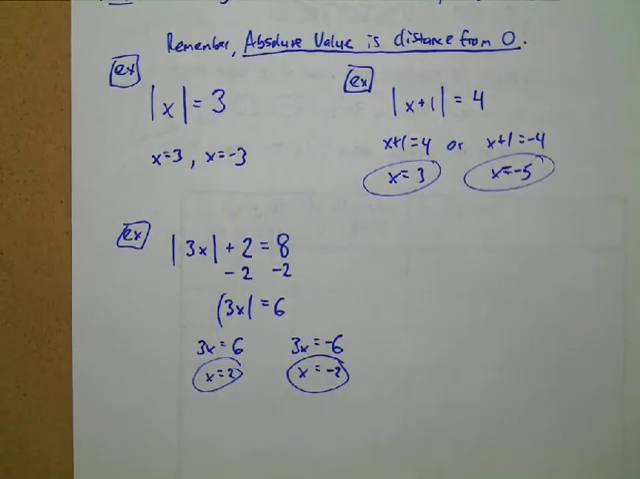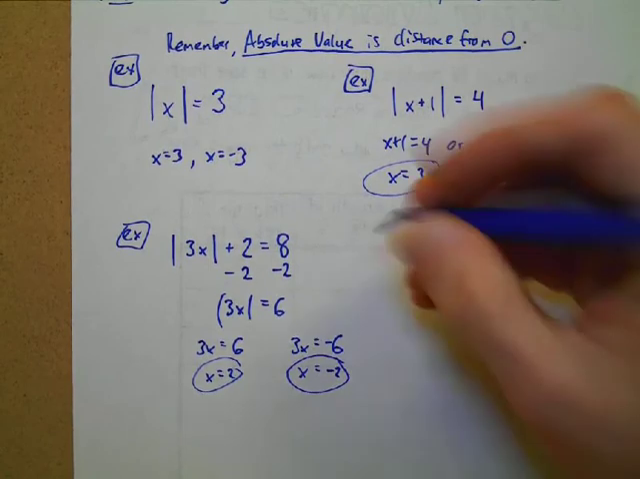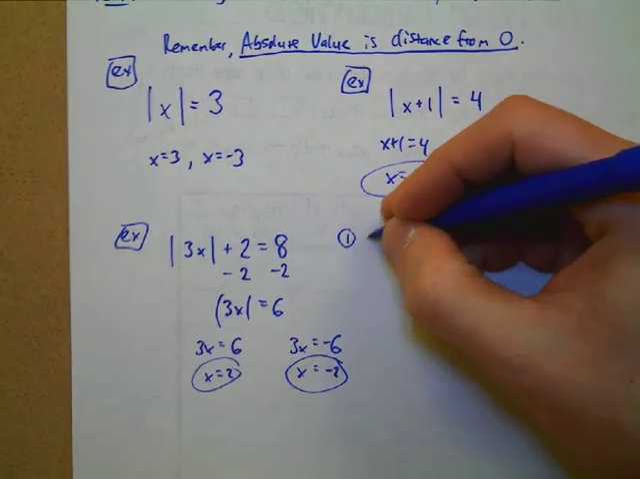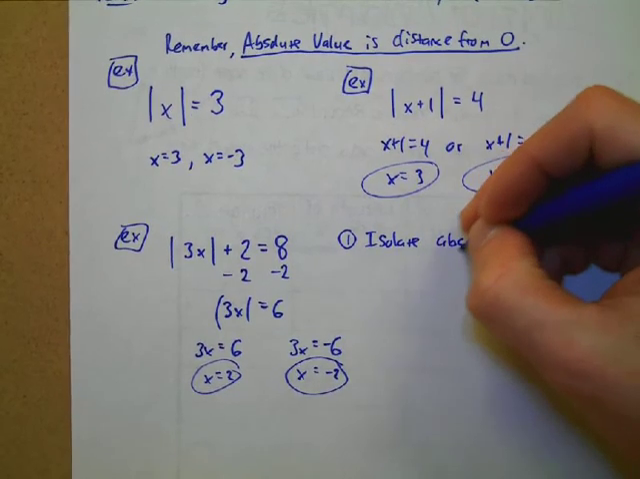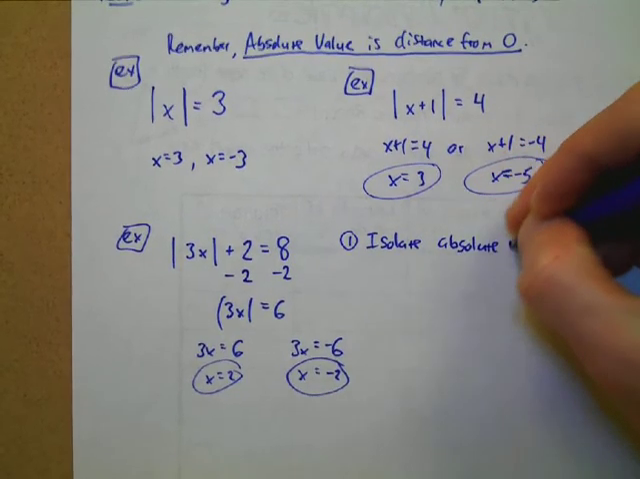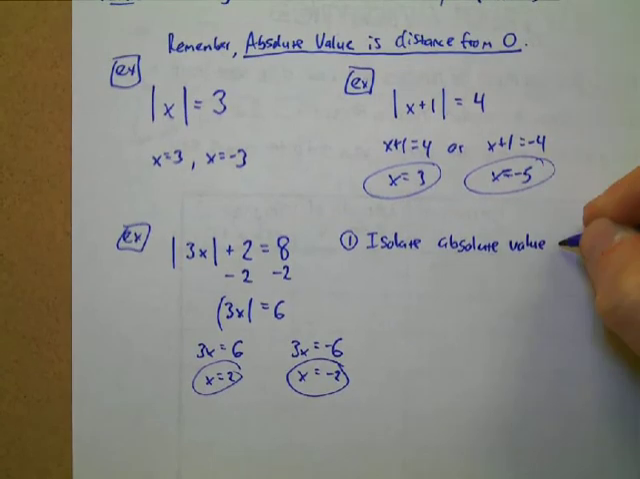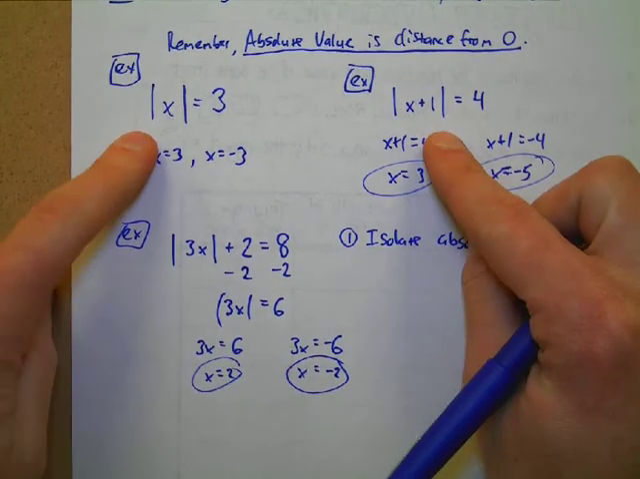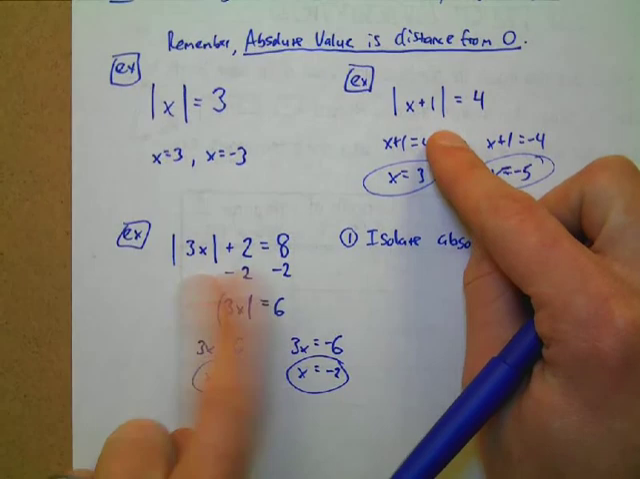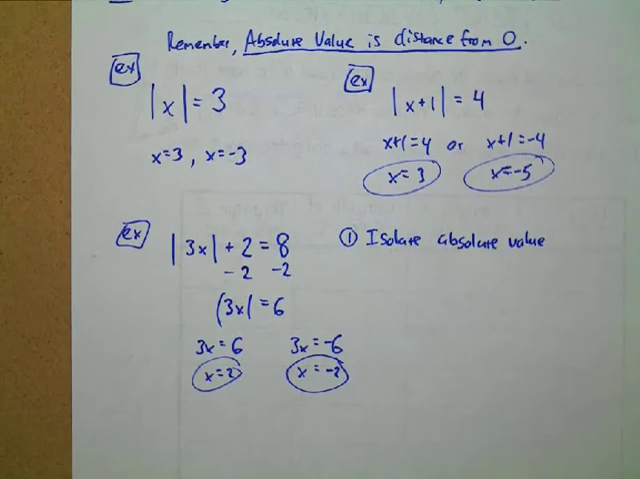Just like that. So some tips here, right? You want to isolate the absolute value, if needed. In the first two, it was already isolated, so we were done. But here, in this one, we want to get rid of the stuff that was outside the absolute value first. So let's isolate it, get it by itself.